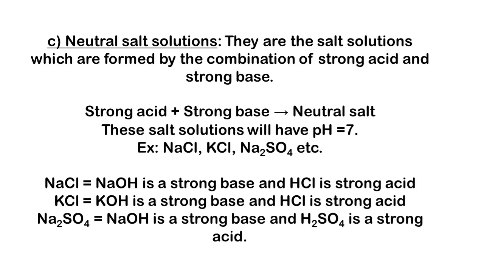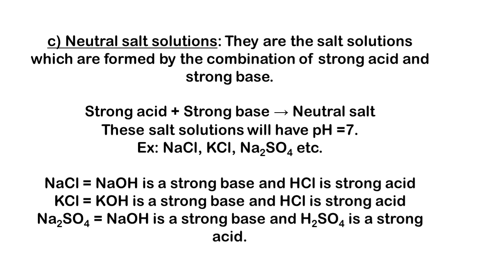Now let's move to the next salt category, the neutral salt. As the name indicates, neutral salts will have a pH equal to 7. And here it is formed by the combination of a strong acid with a strong base. Any strong acid combined with any strong base always results in a neutral salt. So for example, NaCl is the best example, which we use in our day-to-day life as common salt.